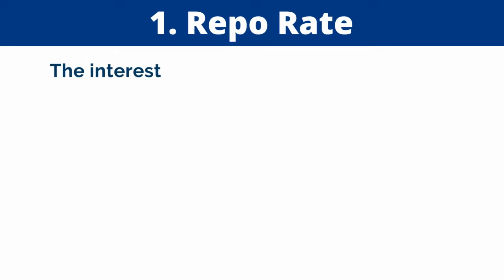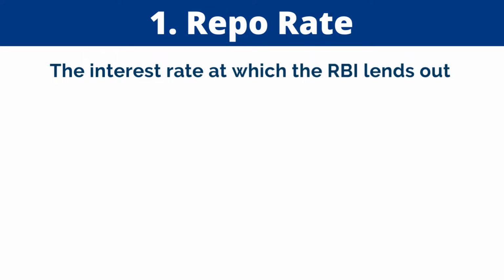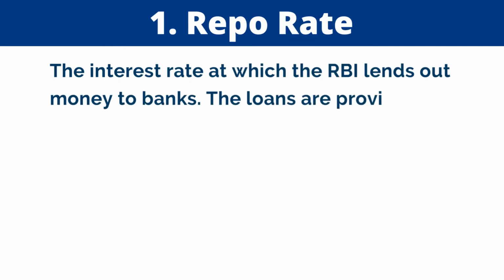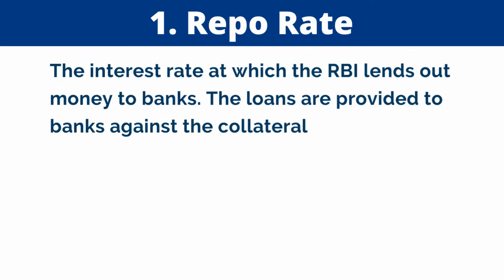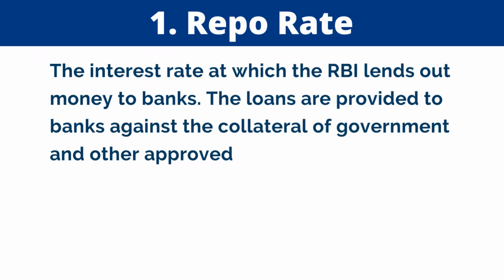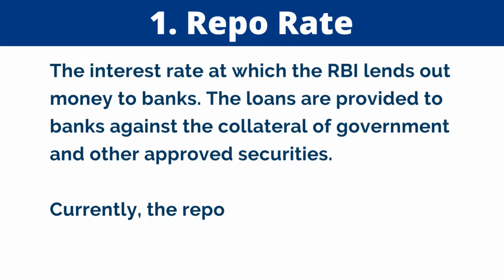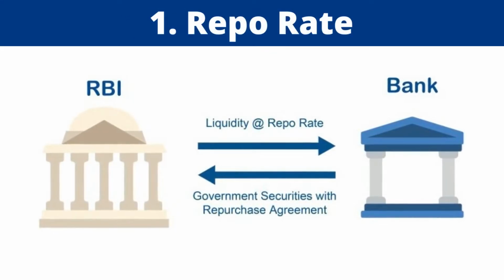Number 1. Repo rate. The interest rate at which the RBI lends out money to banks. The loans are provided to banks against the collateral of government and other approved securities. Currently, the repo rate stands at 4.4%.